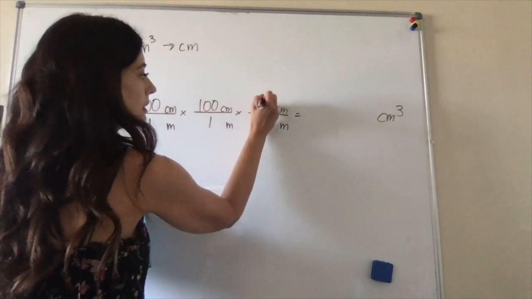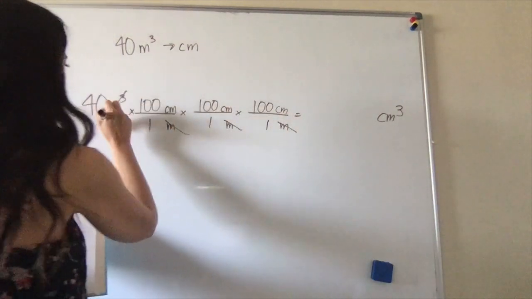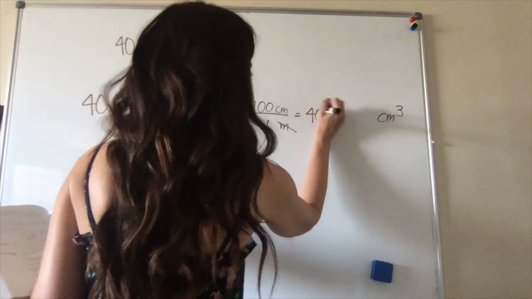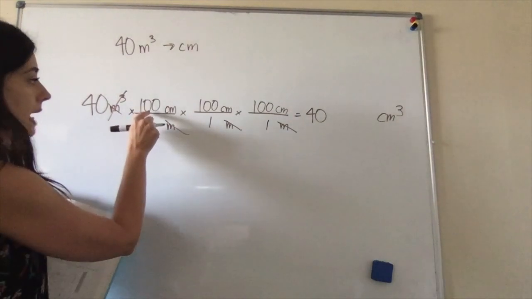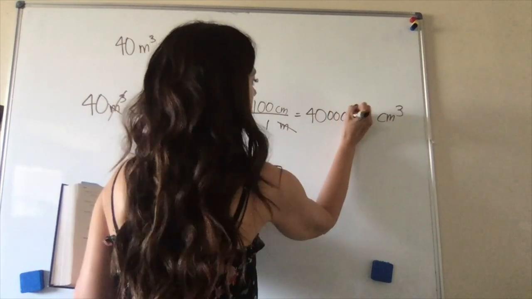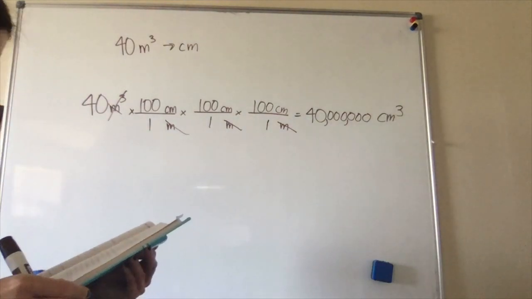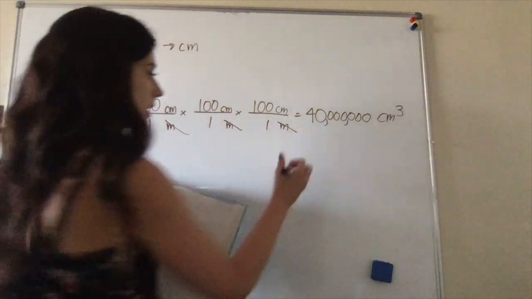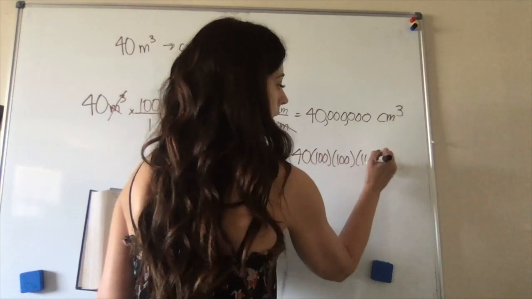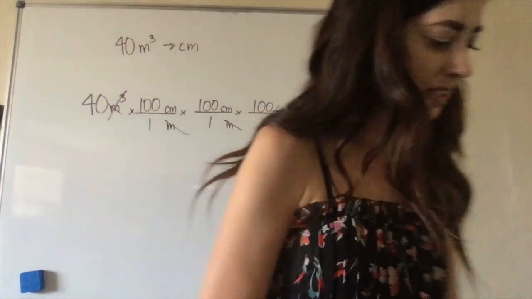We're going to have 1 meter is equal to 100 centimeters. Remember, centi means 100. So 1, 2, 3 cancels out. And then we have 40 times 100 times 100 times 100. Now remember, when we have groups of 100, all we have to do is add 2 zeros for every zero in the problem. So 1, 2, 3, 4, 5, 6. It's 40 million cubic centimeters. Or the book did it again like this: 40 times 100 times 100 times 100 centimeters cubed. All right, let's do the last example.